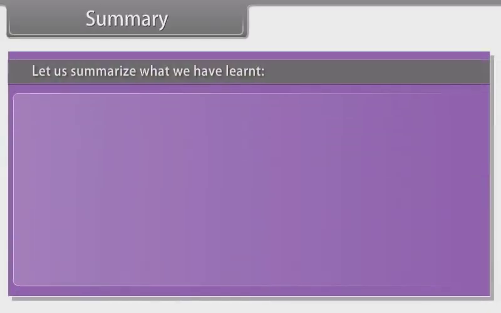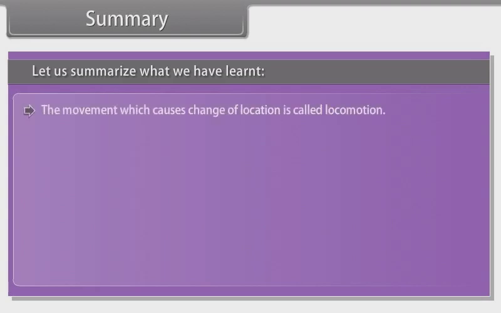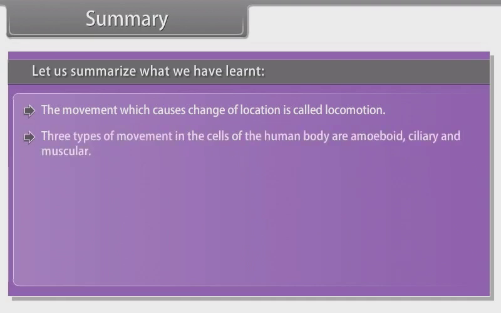Summary. Let's summarize what we have learned. The movement which causes change of location is called locomotion. 3 types of movements in the cells of the human body are amoeboid, ciliary and muscular. Types of muscles are skeletal, visceral and cardiac.